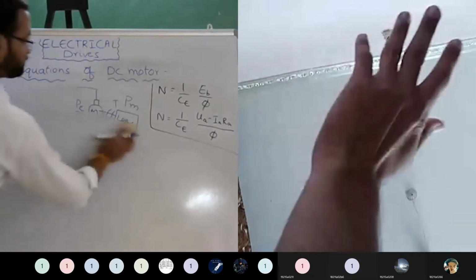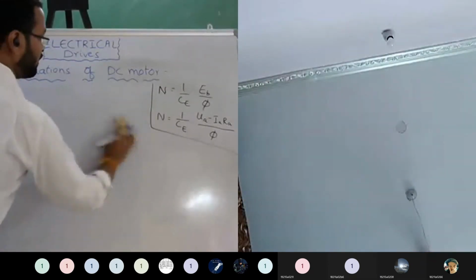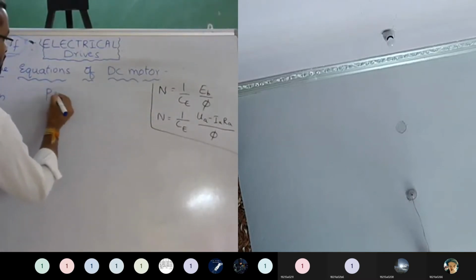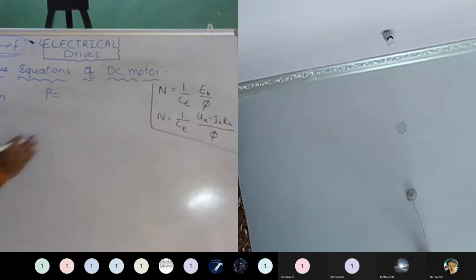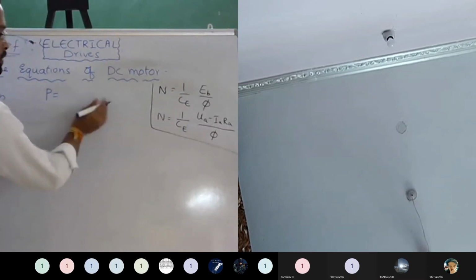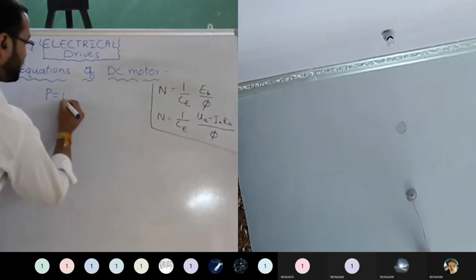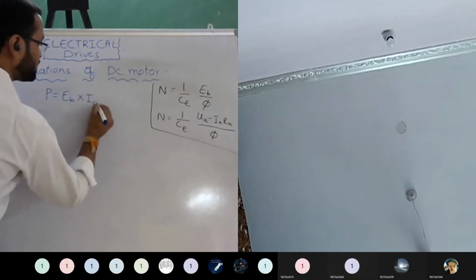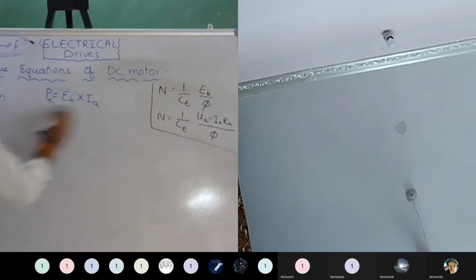You remember this. So here, we have to know what is the electrical power. This one is the DC. So electrical power is equal to, especially in a DC motor, voltage into current. What is the voltage? We have EB and current IA. So this is the electrical power.